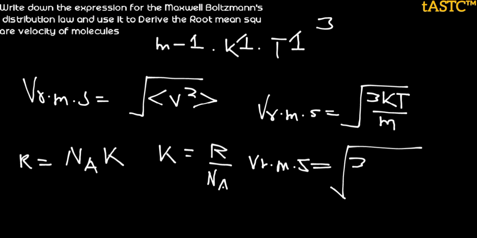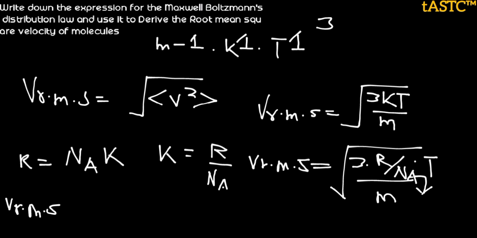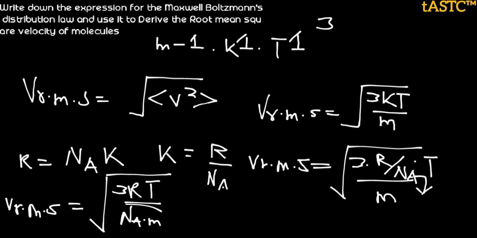So this is going to be 3. And I'm going to take k, which is R divided by NA. This will be multiplied by T. This is divided by M. Now we know this stuff is basically going to go down. So this is equal to 3RT divided by NA multiplied by M.